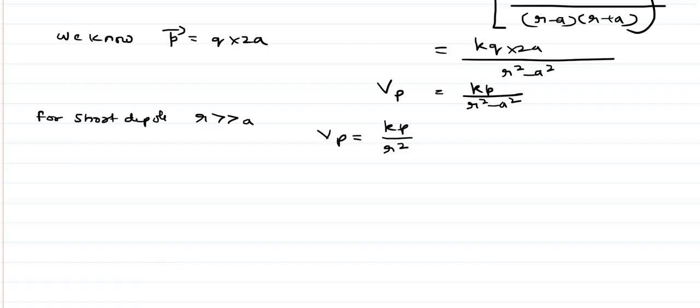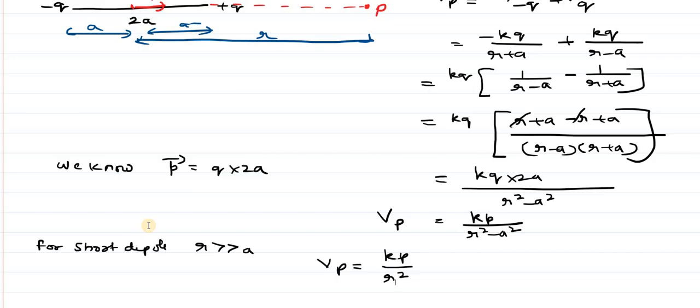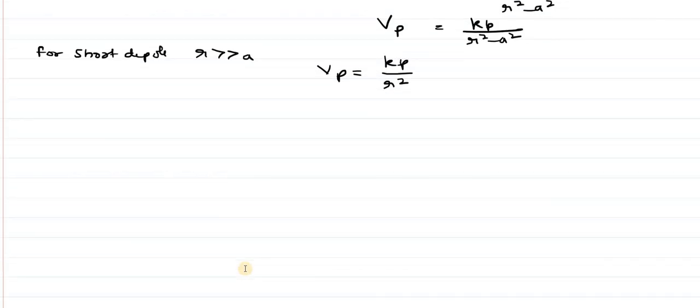Ma'am, in the previous one, you showed it to be minus 2p. Ma'am, shouldn't it be minus kq? Minus kq, why? I have taken kq outside. So 1 by R minus a has a plus, and this one I have written first and then minus 1 by R plus a I have written. Clear? Next is what?